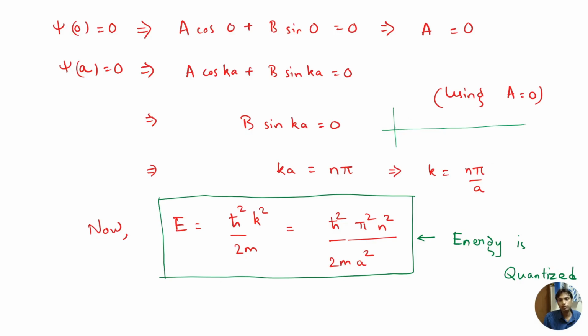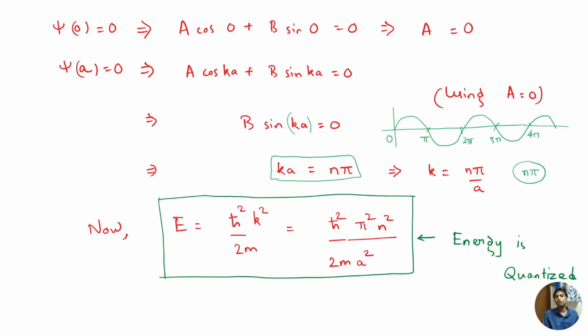So the sine curve, how does it look like? It looks like this, sinusoidal. So this value is 0, this is pi, this is 2 pi, this is 3 pi, this is 4 pi. So in general, it is n pi, where the sine is getting 0. So sin ka equal to 0 means this ka has to be n pi. This point is clear?